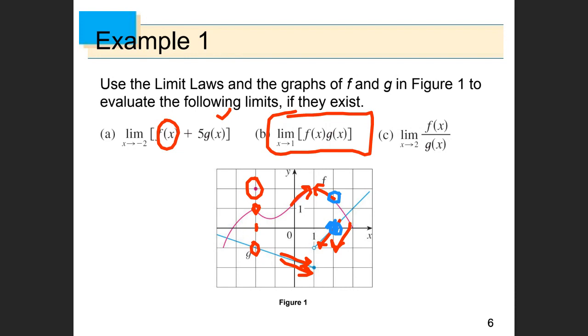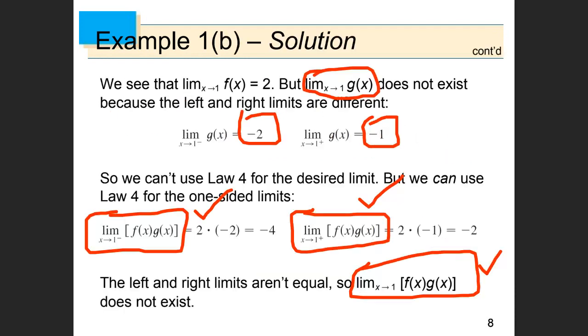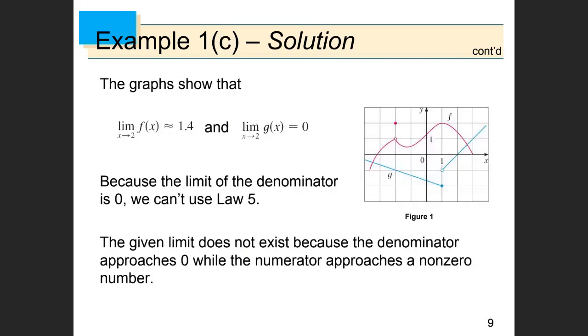We conclude that this whole limit does not exist, because the quotient law says that provided the limit as x approaches a of g of x is not equal to 0, because we can't divide by 0. Because the limit for g of x is equal to 0, your conclusion is going to be that it does not exist. All right. So that is the basics of limits. And I hope everyone is happy.